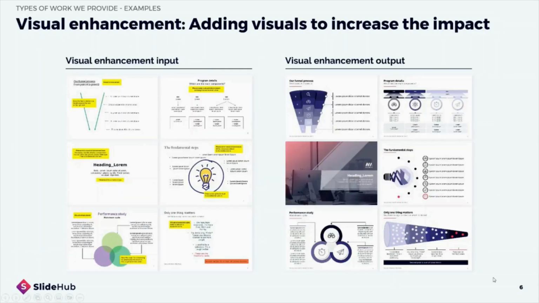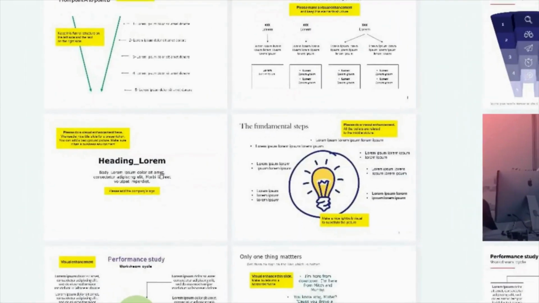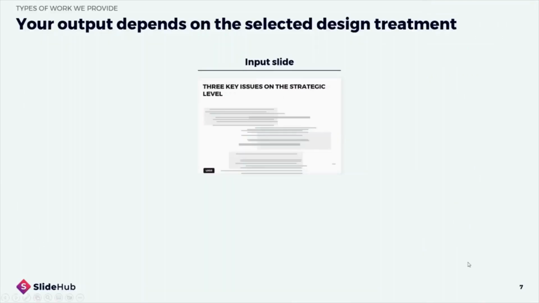Here we can see some slide examples where visual enhancement was applied. You can see we have changed the structure of the slides considerably. We have added icons and made more interesting shapes to make the message more appealing to the audience. You can also see that additional yellow stickers have been added by the client. You can see some here to better guide us on the work required. This is not needed unless you feel you would like to provide us with more specific guidance.